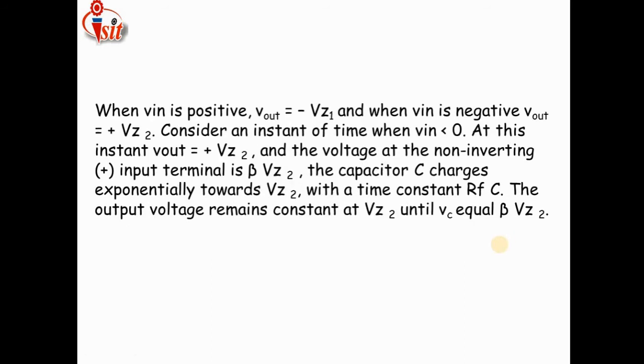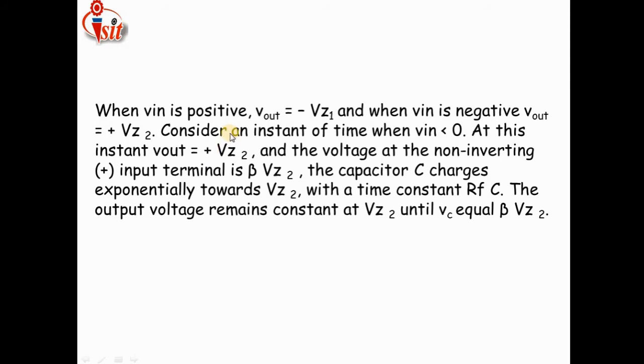When Vin is positive, Vout is equal to minus VZ1, that is, Zener diode 1 with the minus sign. When Vin is negative, the output voltage is equal to plus VZ2. Zener diode 1 and Zener diode 2 have the negative and positive values respectively.